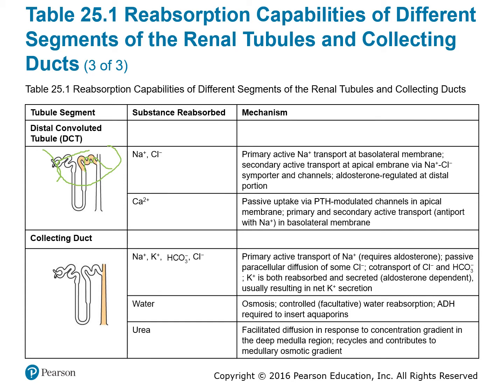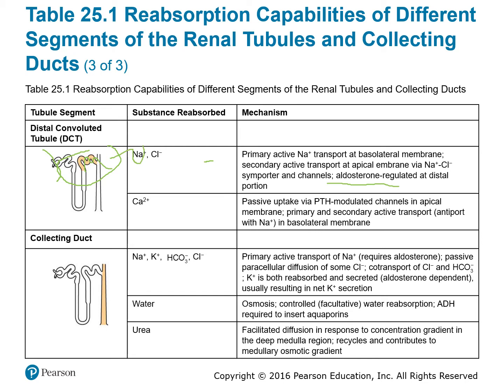So sodium and chloride is going to be primary active transport. Active sodium transport at the basolateral membrane. Secondary active transport at the apical membrane via sodium chloride symport and channels. So we see aldosterone regulated at the distal portion. So remember, aldosterone, the main thing here is going to be sodium.